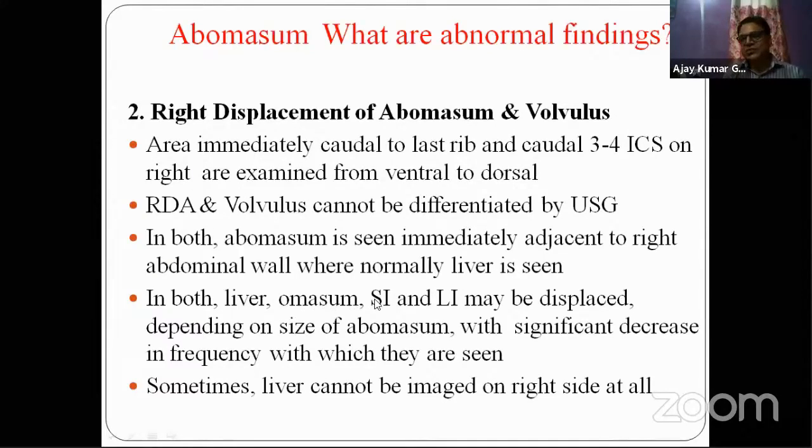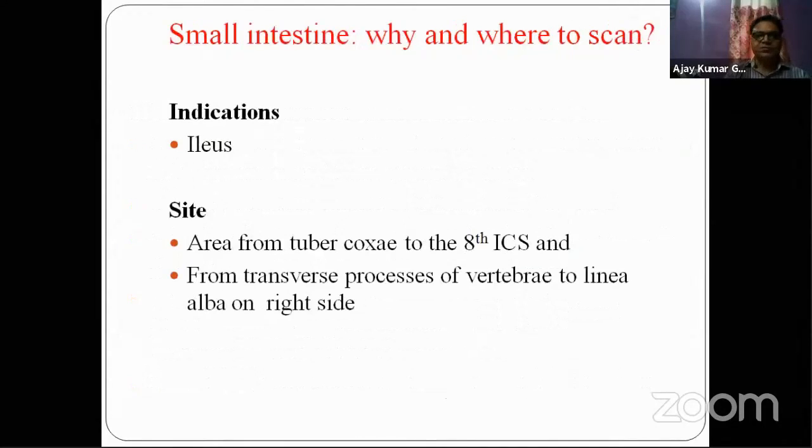They will be displaced. Either they will be displaced and frequently they will not be scanned, or they will be completely out of the scannable area of the right abdomen. So that will confirm the right abomasal displacement. However, you cannot distinguish between right abomasal displacement and volvulus based on ultrasonography because both the conditions will give same ultrasonographic picture.